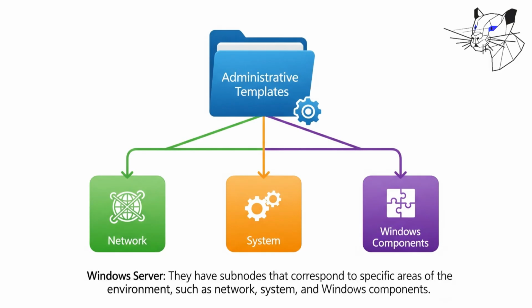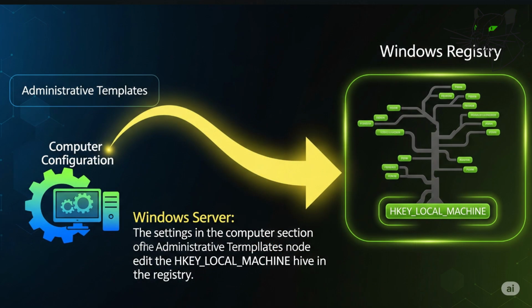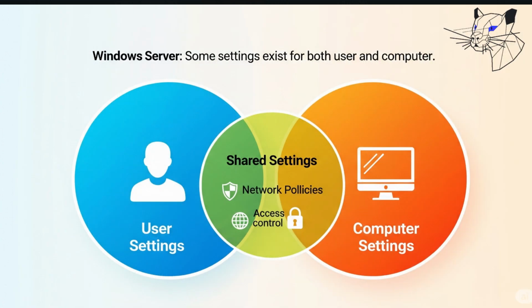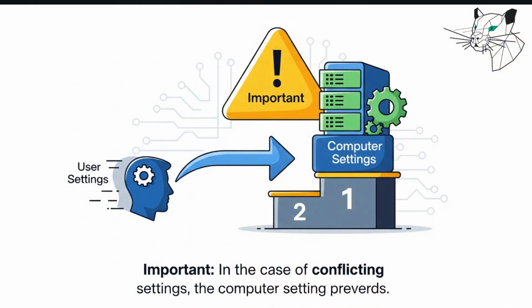Administrative templates have the following characteristics. They have subnodes that correspond to specific areas of the environment, such as network, system, and Windows components. The settings in the computer section of the administrative templates node edit the HKEY_LOCAL_MACHINE hive in the registry. The settings in the user section edit the HKEY_CURRENT_USER hive in the registry. Some settings exist for both user and computer. Important: in the case of conflicting settings, the computer setting prevails.